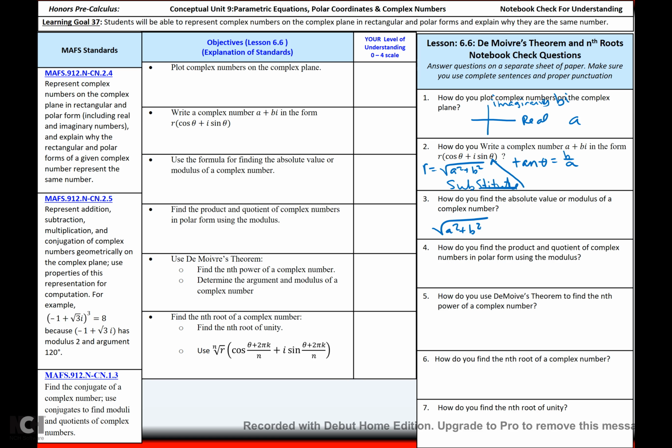How do you find the product and the quotient of complex numbers? Well, can you write the product form? z1 times z2 is r1 times r2 cosine of theta 1 plus theta 2 plus i sine theta 1 plus theta 2. And the quotient is z1 over z2: r1 over r2 cosine of theta 1 minus theta 2 plus i sine theta 1 minus theta 2.